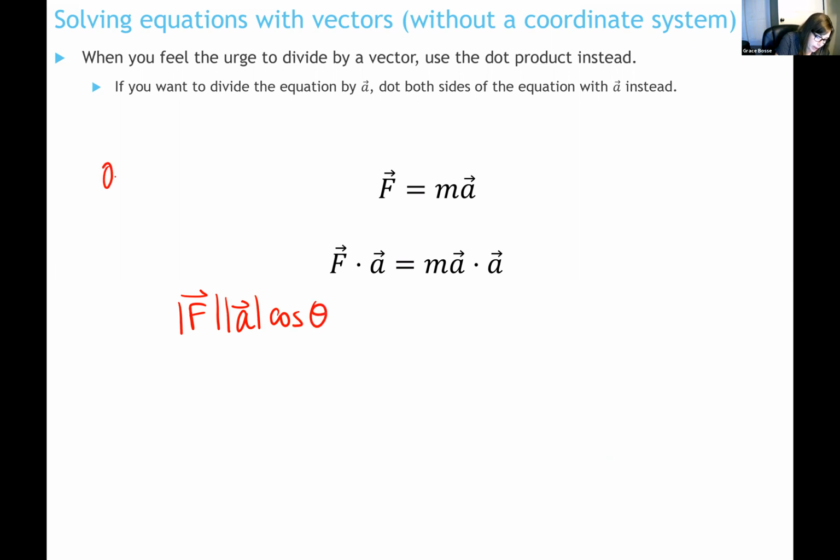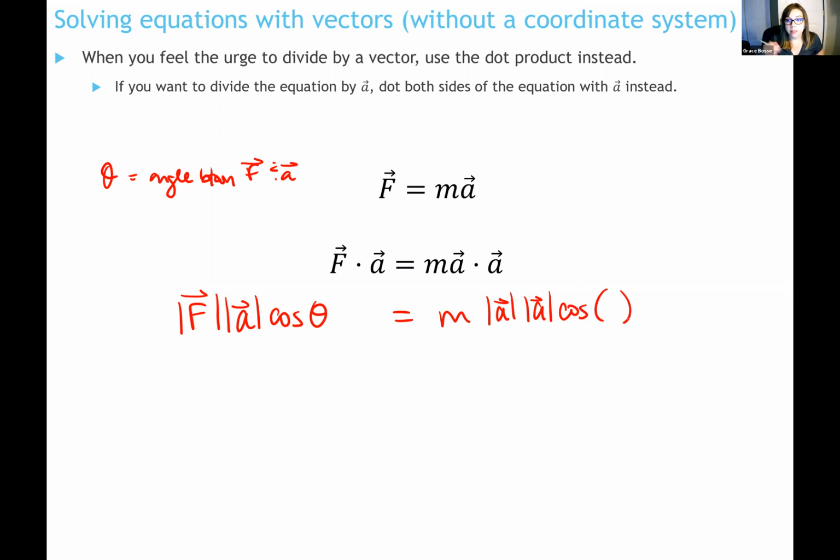I'm going to call theta the angle between vector F and vector A. And all of that is going to be equal to M times the dot product between vector A and vector A. So it's the norm of vector A times the norm of vector A times the cosine of the angle. A vector dotted with itself is by definition parallel to itself, so the angle between any vector and itself is 0. So the angle over here is 0, the angle between A and A.